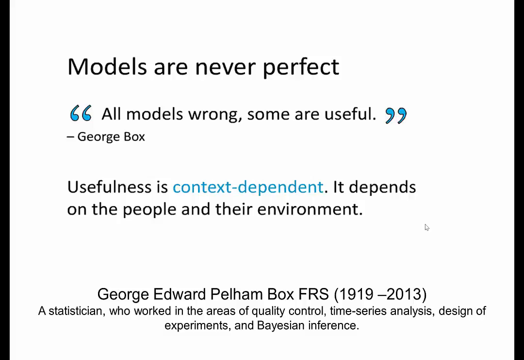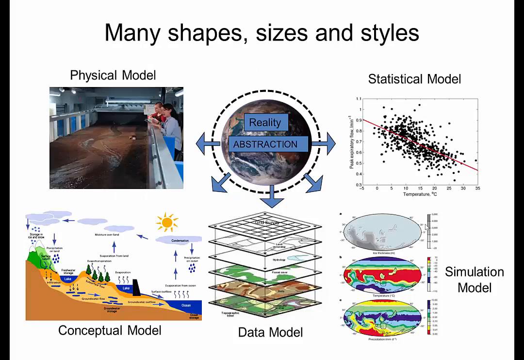So every model is always wrong. It's not an accurate representation of reality, but whether a model is any good is context dependent. What you're going to do with it, who you are. So models come in many shapes, many sizes, many styles, but they're all abstractions of reality. They're all simplifications of it.